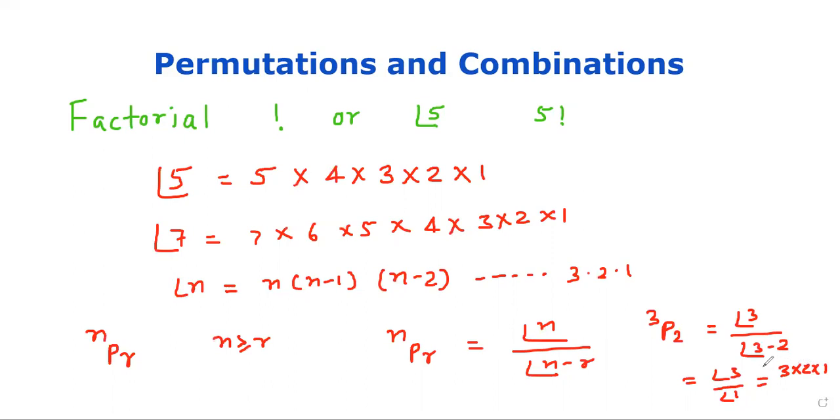Now, there are some more concepts like factorial 0. Factorial 0 is 1. Factorial of negative numbers, minus r, where r is a number, will be infinity. Like factorial minus 5 is infinity. Now let's see some questions.